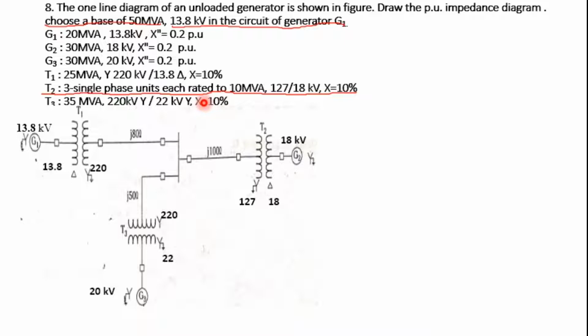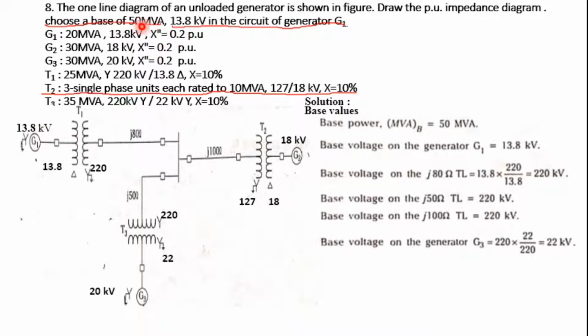So what I have done is, what are the base values? In the numerical, the values they had given, I already mentioned here. You can see 13.8, the transformer ratings, T2, and the generator ratings G1, G2, G3, everything, so that it becomes very easy to solve the numerical. Then initially we need to select the base values. So what is our base value here? 50 MVA, 13.8 kV is the base value.